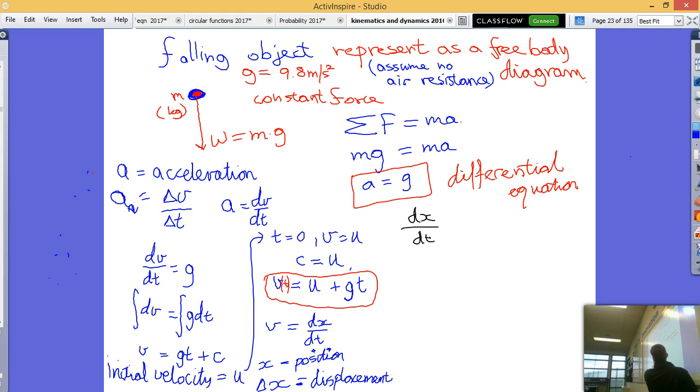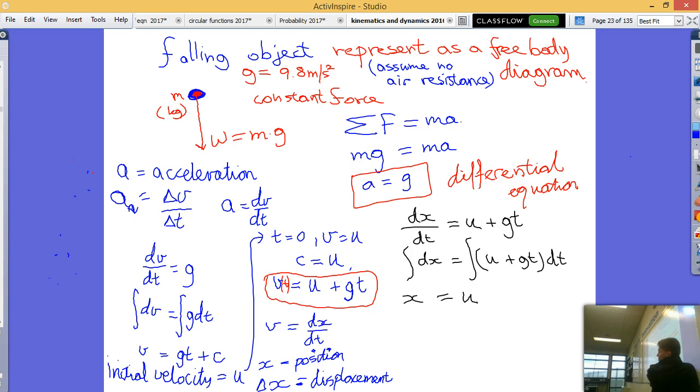So working with this, I can set up a second differential equation. dx dt, which is my velocity, is equal to u plus gravity times time. Now I separate and I integrate. What's the integral of the constant u? ut. What's the integral of a t term with respect to t? Half t squared, that's right. So I get half acceleration due to gravity, t squared, plus c. Don't forget the plus c.